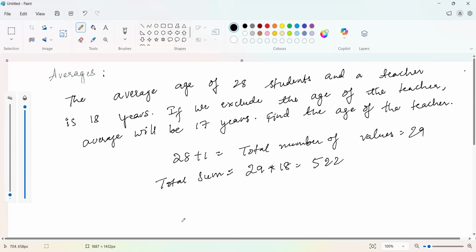So 28 students. Okay. So total number of values, average is 20. Sorry, not average. Now total number of values is 28. Okay. And I have excluded the teacher here. Okay. Now your average is 17, right?